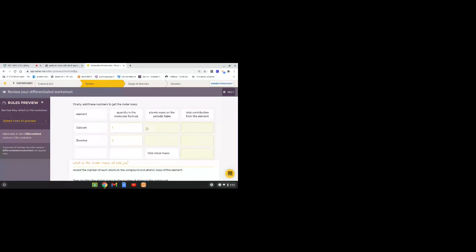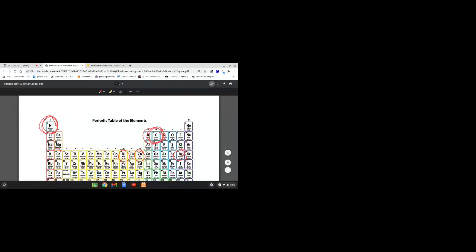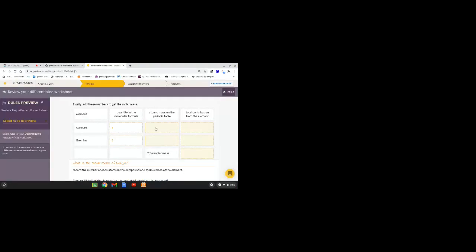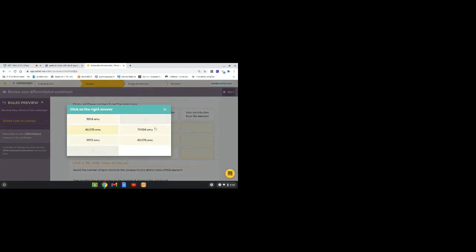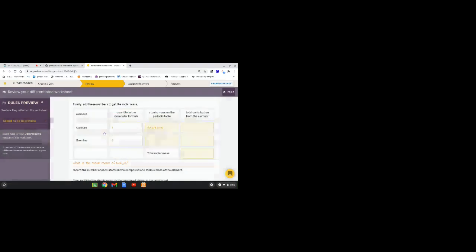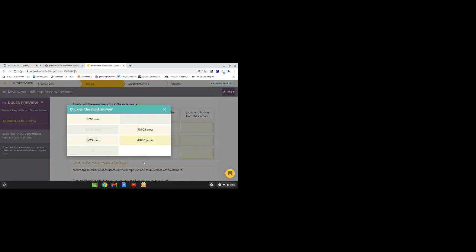Now I'm going to look for the mass on the periodic table. So I need to look for calcium. Calcium is right here, 40.08. So I'm going to click on that box. I'm going to select 40.08. Again, I have 40.078 in 2 different spots. That's okay. I'm going to go back and double check because there's no way for you to know which one you're clicking. So 1 times 40.078 is going to be 40.078. It's going to be itself.